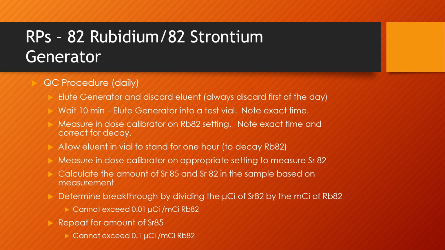And then determining breakthrough is done by dividing the microcuries of strontium-82 by the millicuries of rubidium. It cannot exceed 0.1 microcuries, and then you repeat that for the strontium-85. But like I said, you don't have to do that math anymore because it is built into the newer cart.